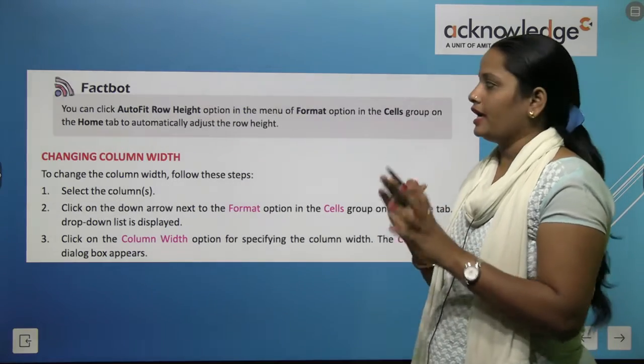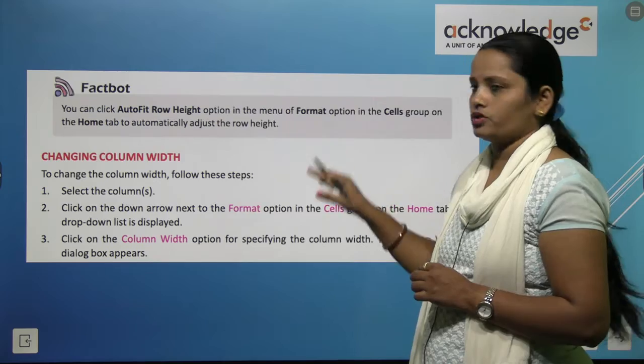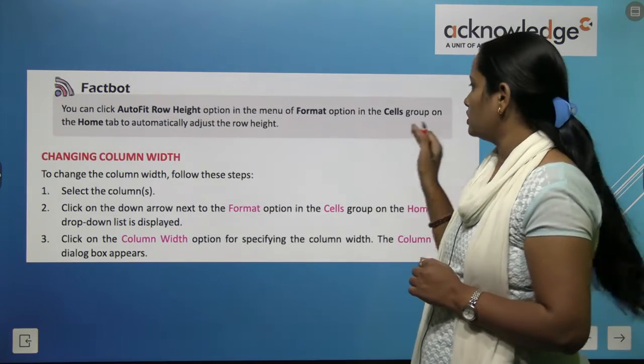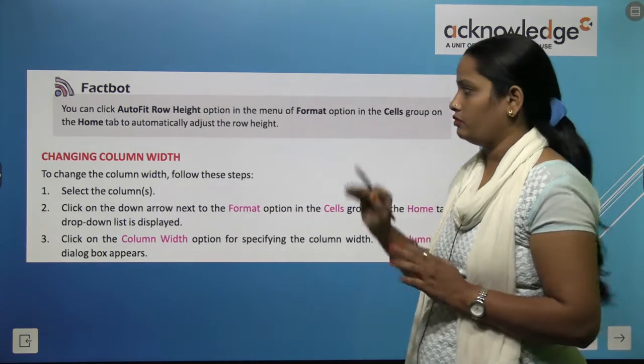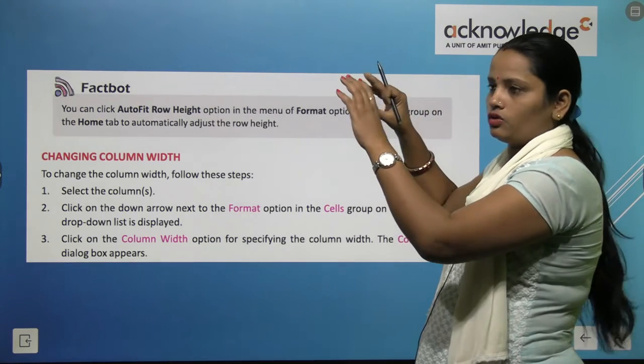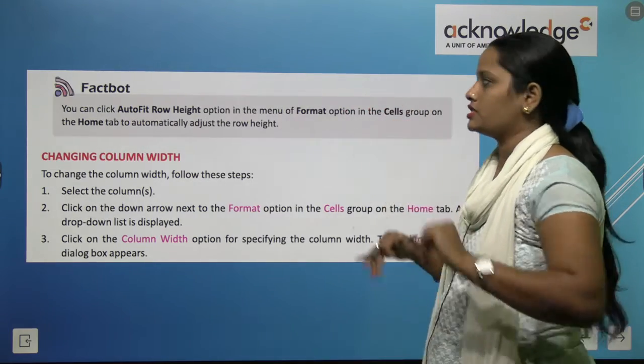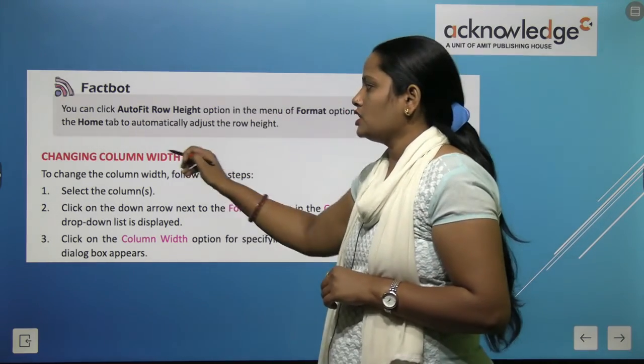So whenever we write, if we have clicked on this auto fit row height option in the format option in the cells group on the home tab, what will happen? If our content is bigger, the row height or width will change accordingly, according to our content. It will change.